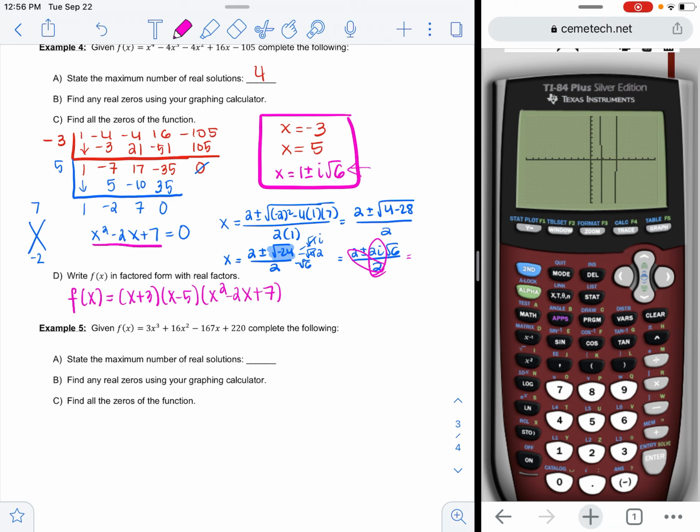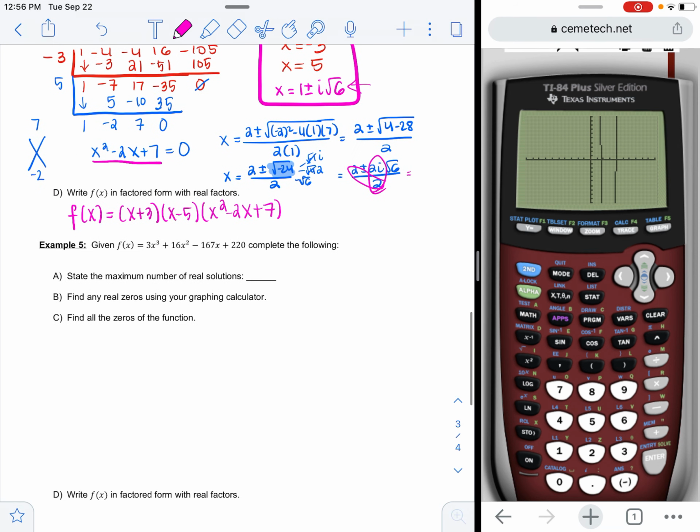Okay, so when I look at this one, I see that the first zero, the one on the left, looks like it's at 1 point something. So I know it's a decimal and I can't guess where it is. Yes, I could use my zero feature, but I definitely see that there's one at x equals 4. So I'm going to see if I can just use that to get the other two. Okay, so this is going to have 3.